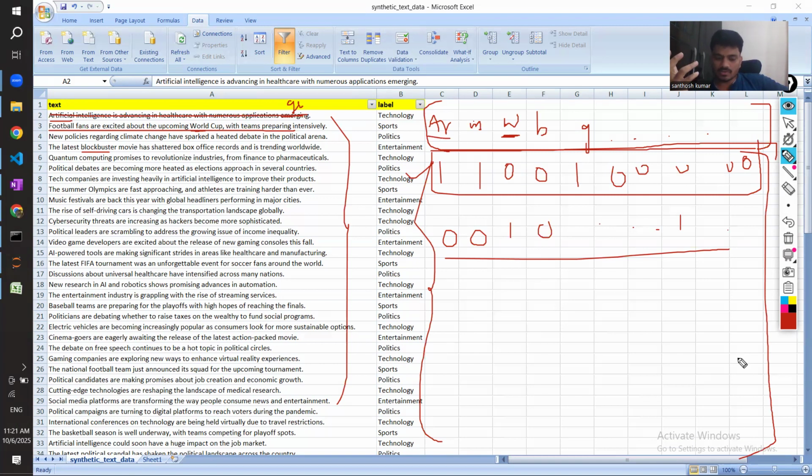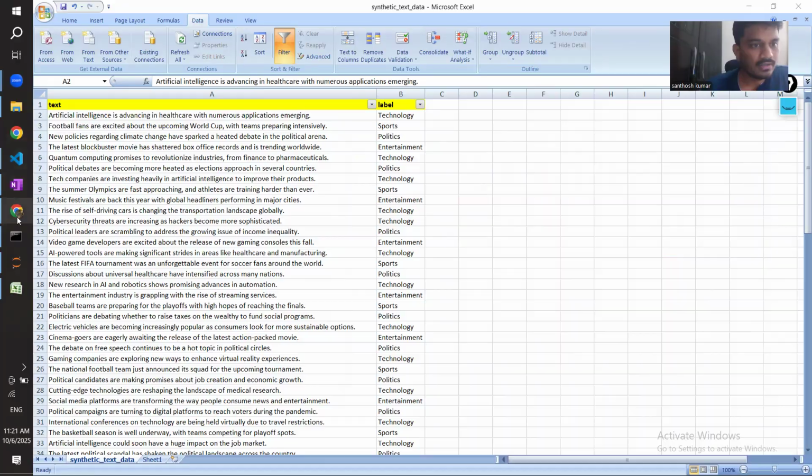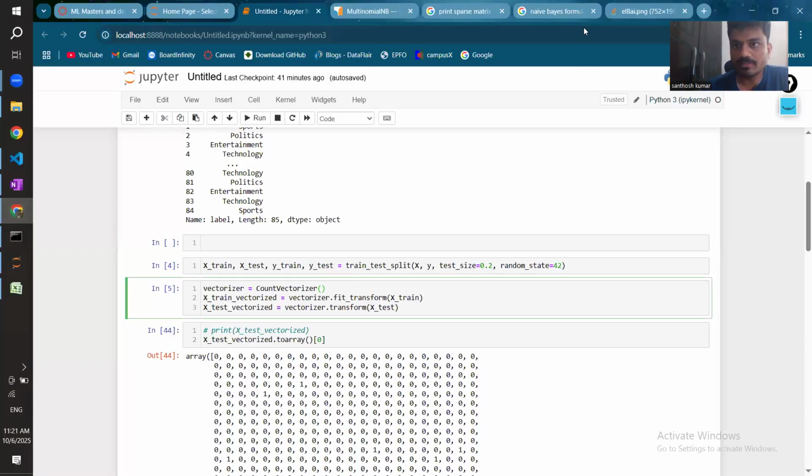There are other ways also, and this is very, very interesting. Once we're studying, you will find it very interesting. We will discuss some other time. But the basic one is the count vectorizer. So count vectorizer is one method.